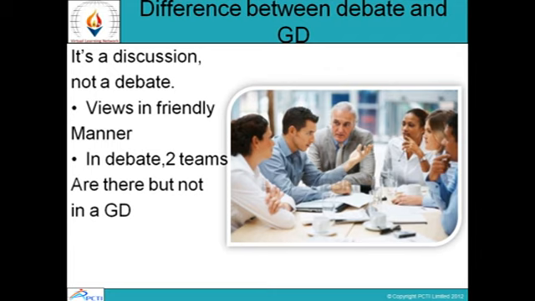But in a GD, no teams are there. It is concluded with a summary. Views are expressed in a friendly and free manner. It's not a battleground. In a debate, emotions run high and aggression sets in, whereas a GD is a civilized discussion and the atmosphere is cool and peaceful. Candidate skills, knowledge and personality traits are assessed.